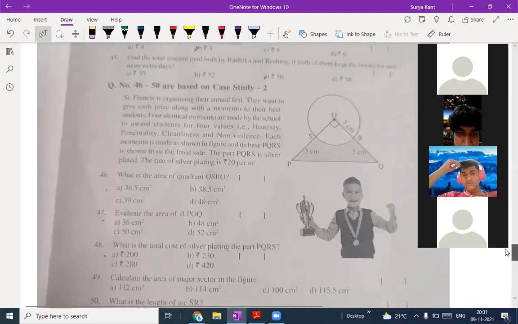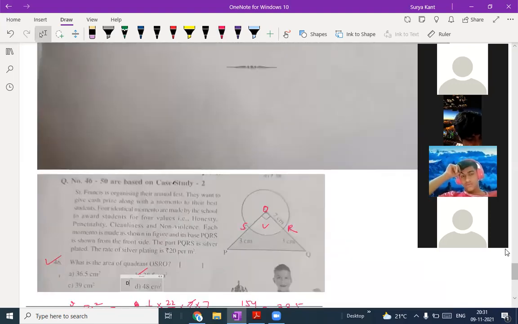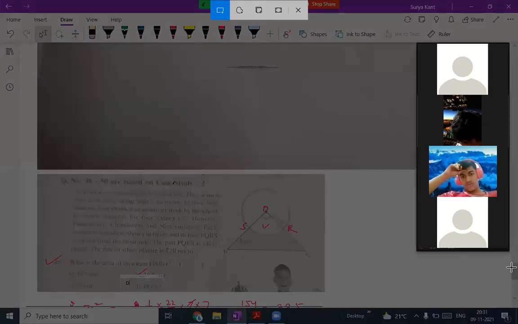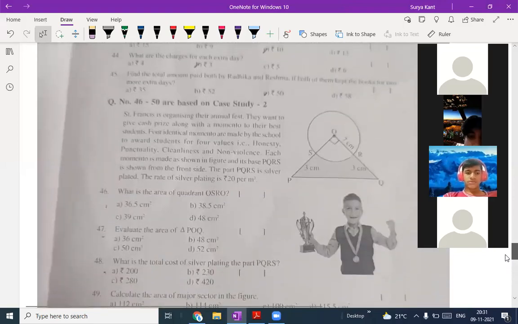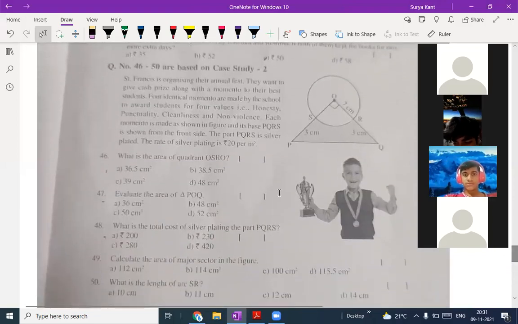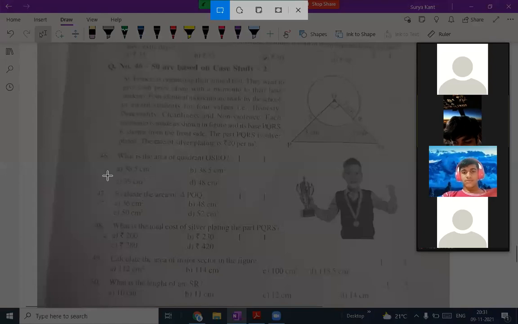Next question is, one minute. Evaluate the area of POQ.